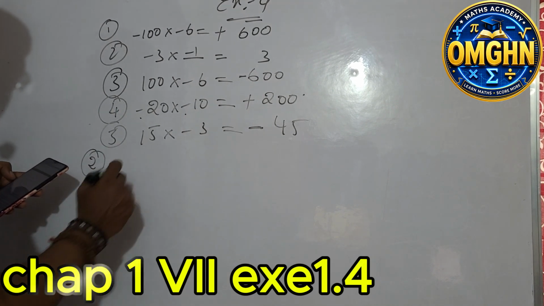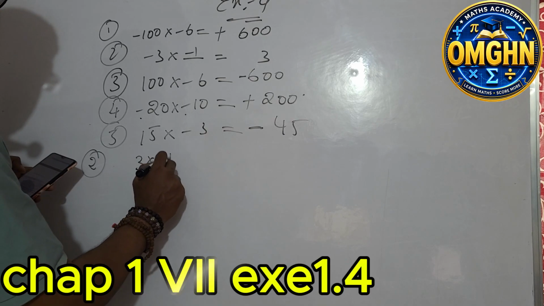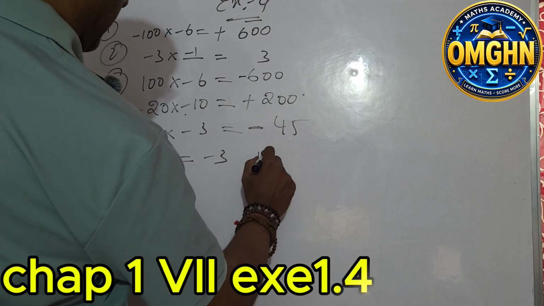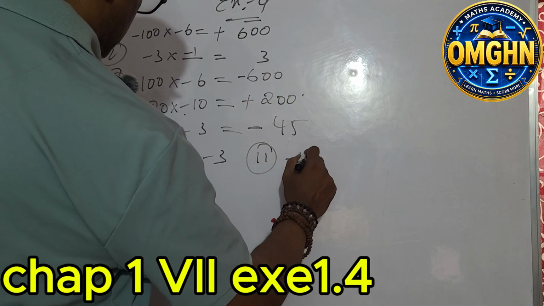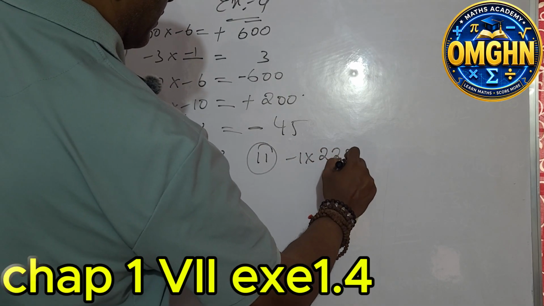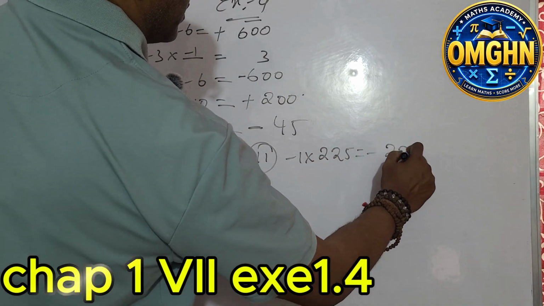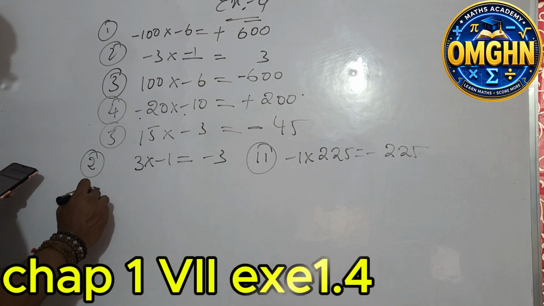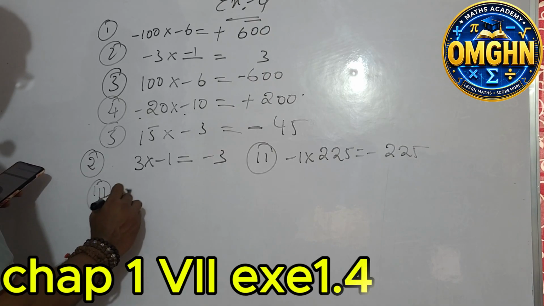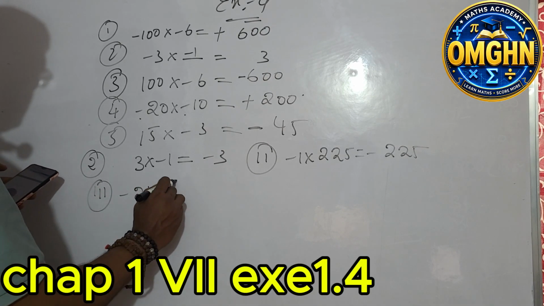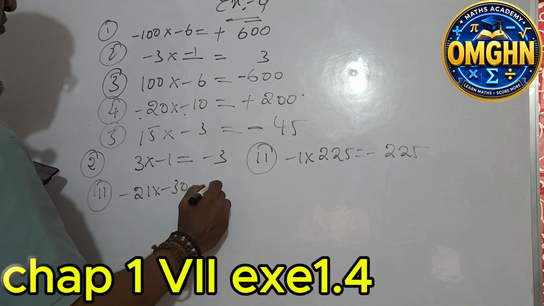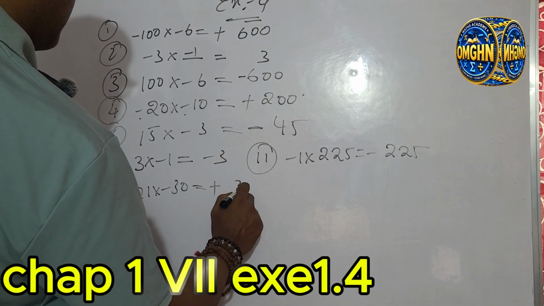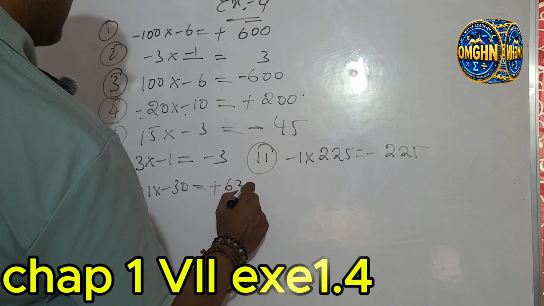Find the product. 3 into minus 1 is equal to how much? Minus 3. Second one. Minus 1 into 225 is equal to minus 225. Third one. Minus 21 into minus 30. Minus into minus plus. 3 ones are 3. 3 twos are 6. Okay.